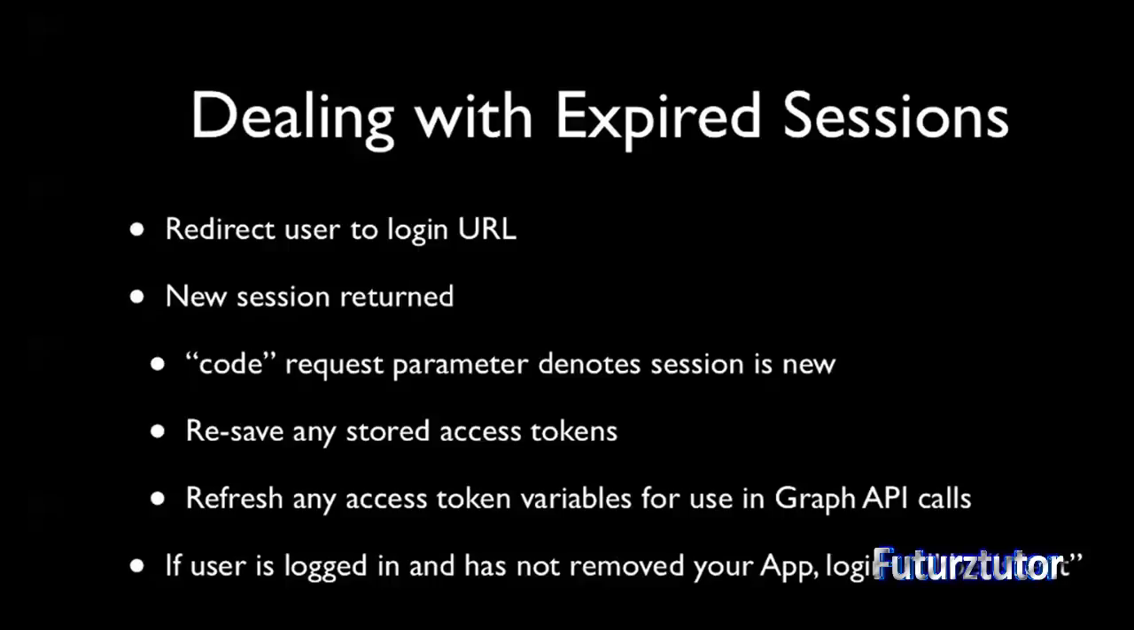A new session will then be returned, and the request parameters will include a code parameter. If the code parameter is present in the page request, then you know that a new session has been returned, and you'll need to save any stored access tokens, particularly if this is a server script and you've saved them in databases, and you'll need to refresh any access token variables that are used by Graph API calls to make sure you use the new access token and avoid further errors.